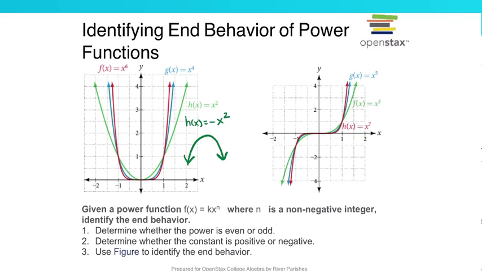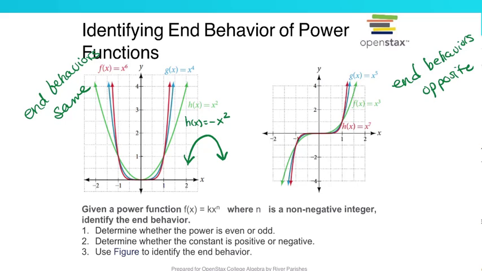So end behaviors over here are the same, and end behaviors over here are opposite. Okay, so if we're given a power function f of x equals k x to the n, where n is a non-negative integer, so this is only for positive exponents, identify the end behavior. First, you need to identify whether the power is even or odd. And that is going to tell us whether the end behaviors are pointing in the same direction.